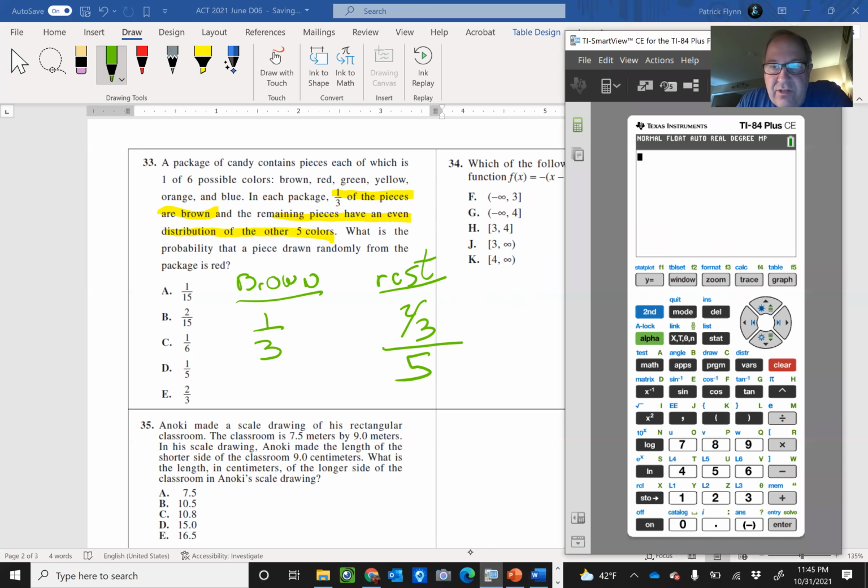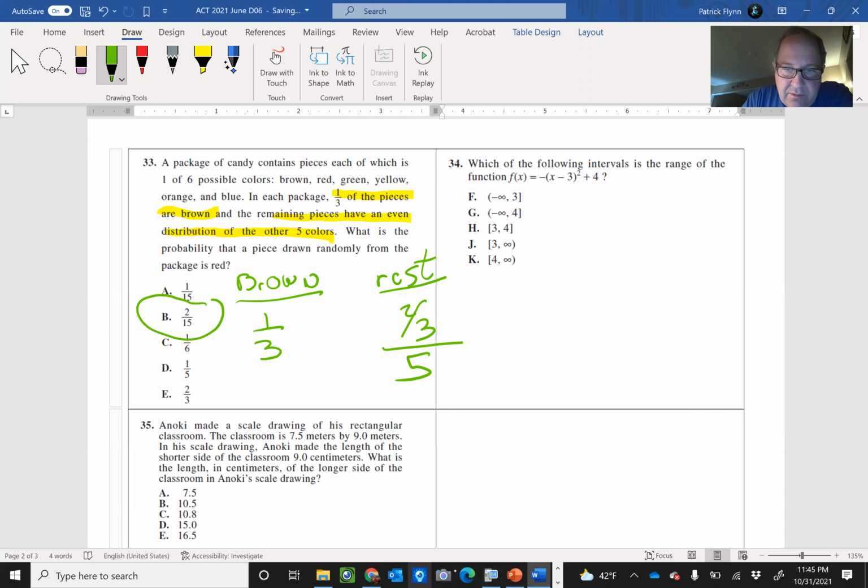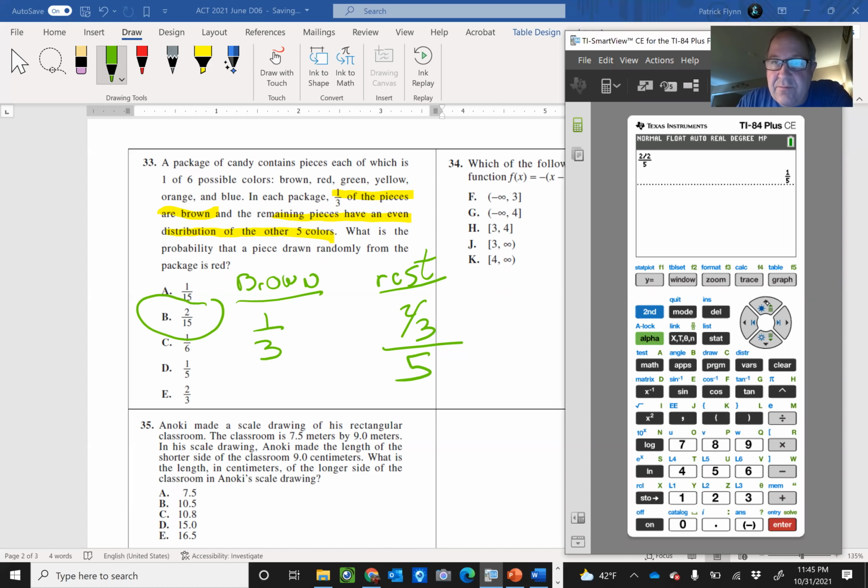If you're not sure how to use your calculator for that, put in a fraction template, 2 divided by 3, and the whole thing will be divided by 5. So 2/3 divided by 5, there's our answer, 1/5. So I do that one right? Letter B. Did I type something in wrong there? Oh yeah, sure did. 2/3, right? There we go. There's our answer.